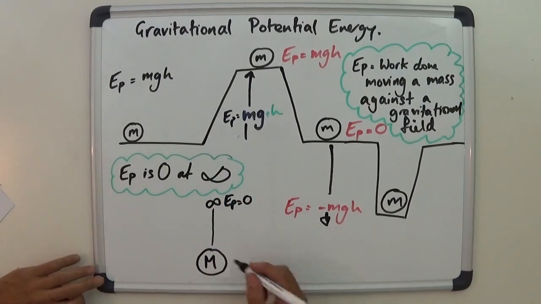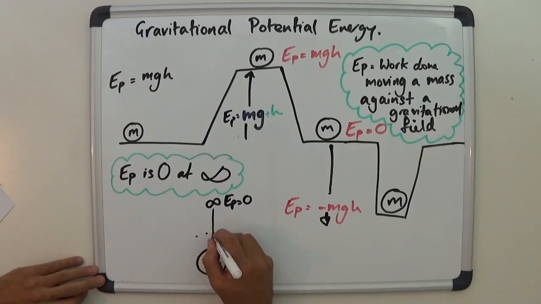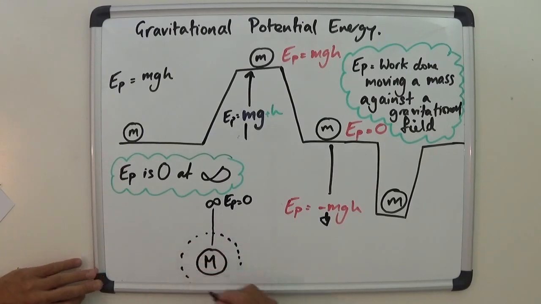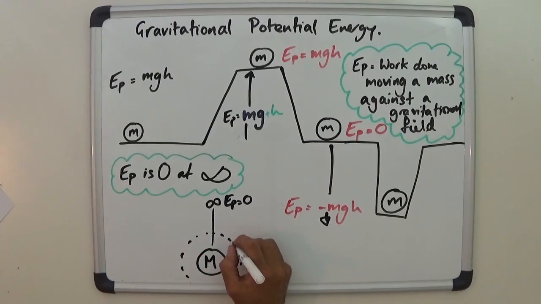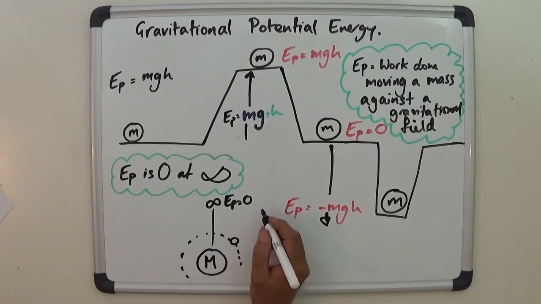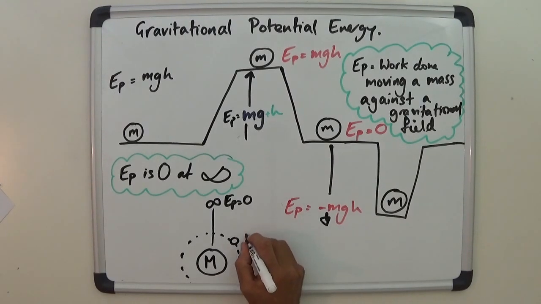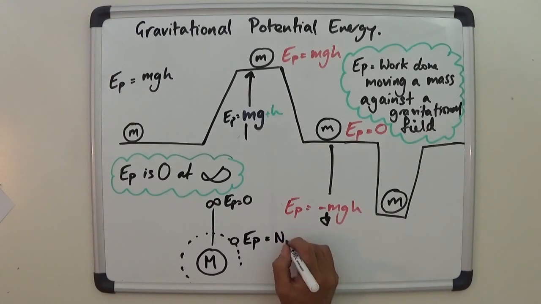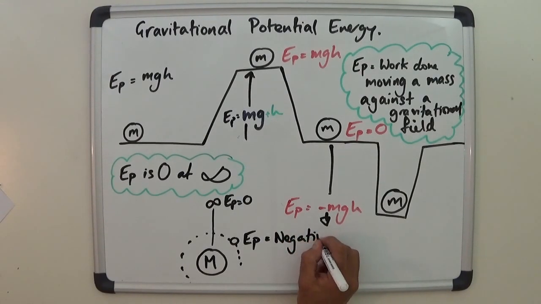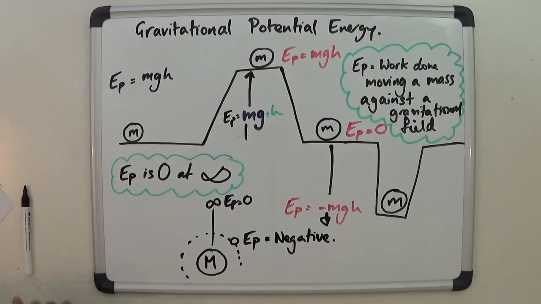is 0. But if we move down to some sort of local orbit around our massive object, like a moon or something, it doesn't matter what it is, if we move down to some point here, we've basically gone with the gravitational field, we've moved towards it. So now the potential energy is going to be negative. That's the first thing to get your head around. Once you get your head around that, everything else is quite straightforward.